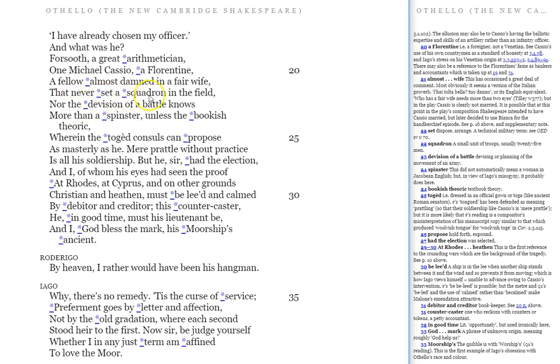"That never set a squadron in the field." So this guy, he's saying to Roderigo, has never actually been in battle with a proper troop of soldiers. He doesn't even know how to divide up a battle any more than a spinster would. Now that would be an unmarried woman. At that point in time, spinster would just be an epithet you would apply to a woman who was unmarried. We don't use it very often now, and if we did, it would probably have quite negative connotations.